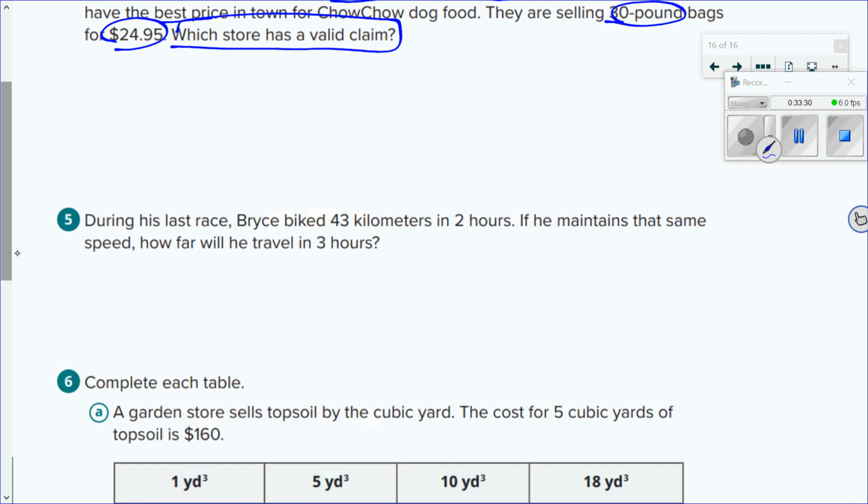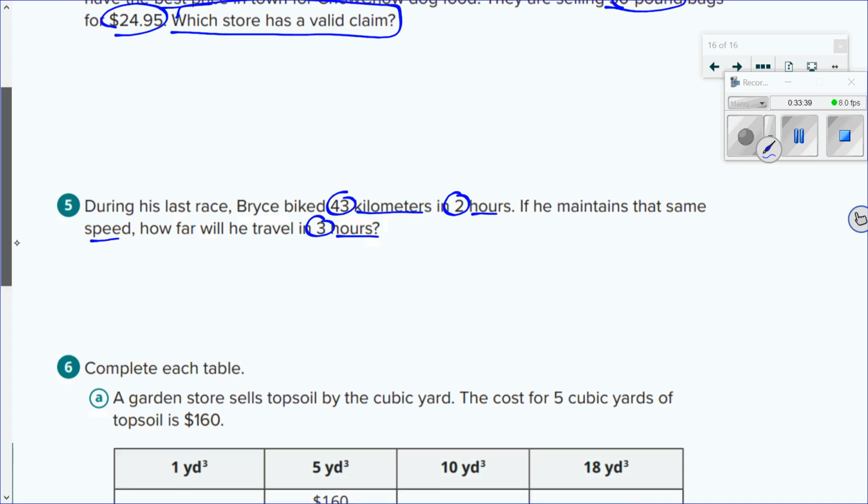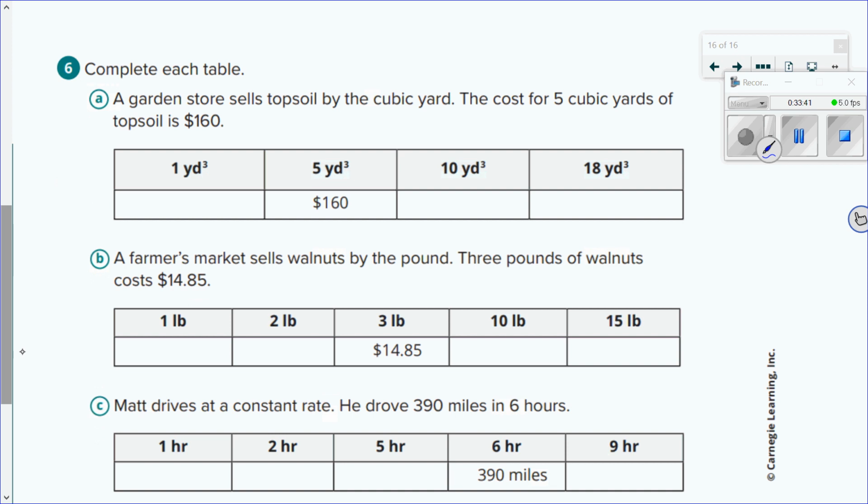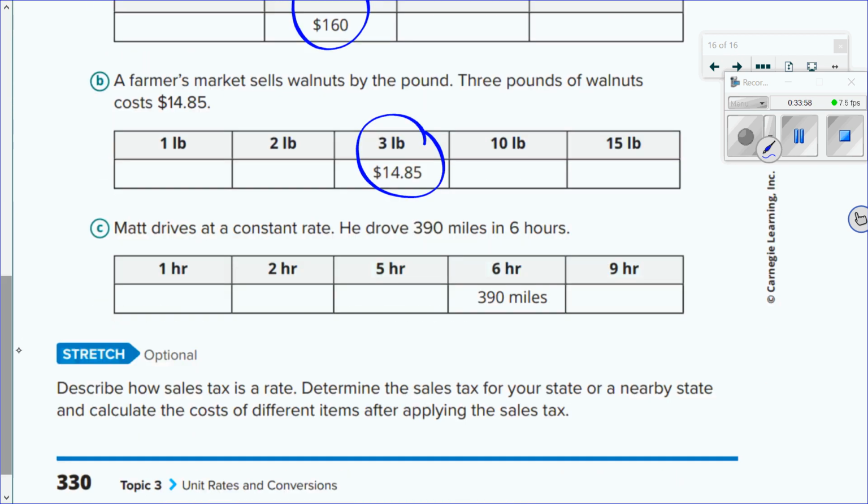His last race, he biked 43 kilometers in 2 hours. If he maintains the same speed, how far will he travel in 3 hours? So basically you bring it back to 1 and then go back to 3. Last part, complete the tables. They basically have given you the top part. All you're doing is going from the entry they give you to all of the other ones. In any way you want to, just show your work. So all of these, you have to focus where they give you to, and then where you're going to. I'll give you a hint. If you always go back to 1, it's going to make the rest easy.